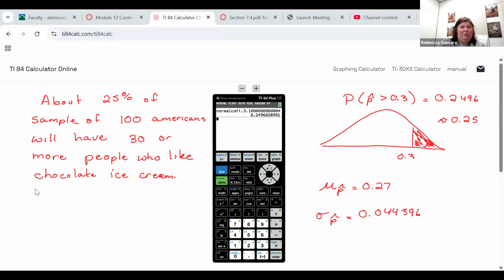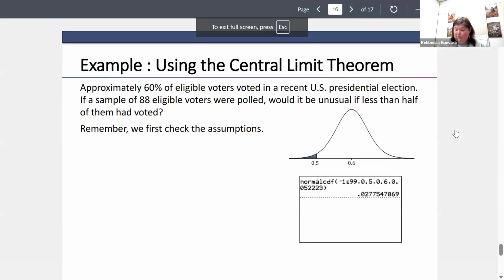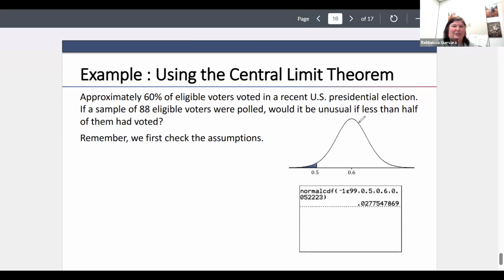Right. So going back, for our next problem, this is going back to the idea of what is unusual or not, because when we do hypothesis testing, one of the things we're looking for is what's unusual. Approximately 60% of eligible voters voted in a recent US election. So that means that my population proportion is 0.6. If a sample, my sample size of 88 eligible voters, was polled, would it be unusual if less than half of them voted?